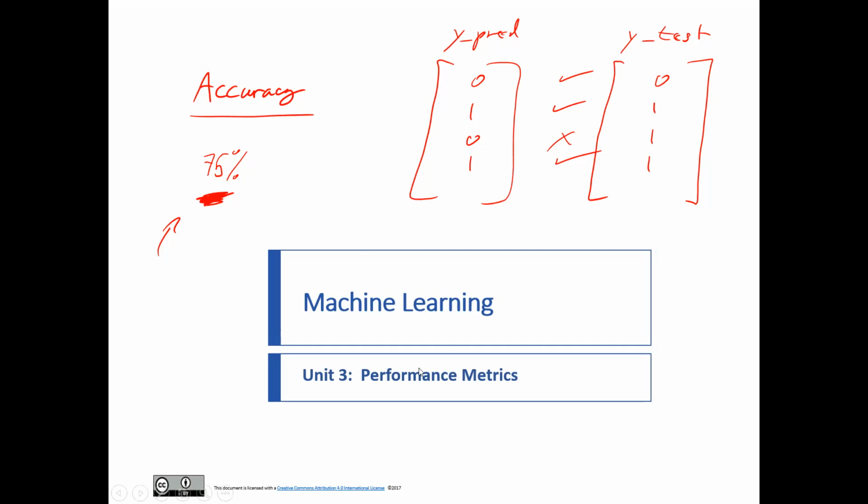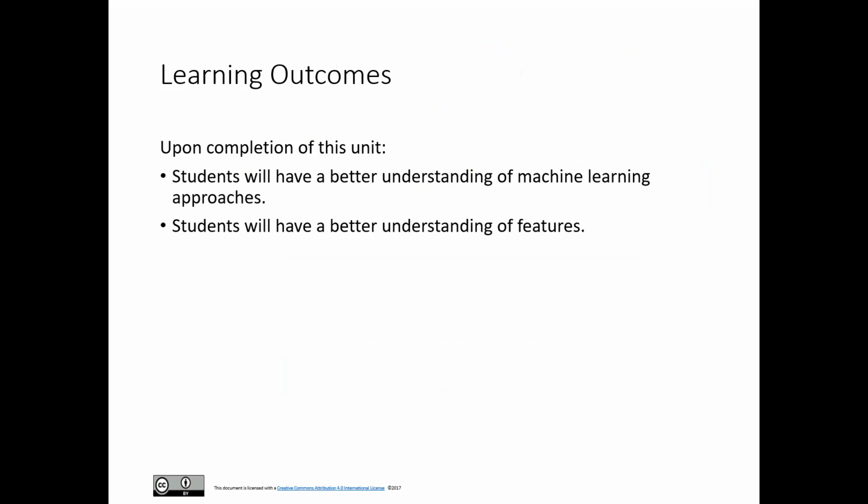All right, so the title then is performance metrics, and that's what it falls under. So far you guys should have a pretty clear understanding of accuracy, but possibly not of the other ones. So the learning outcomes here: students will have a better understanding of machine learning approaches, and better understand, I guess this should say, performance metrics.